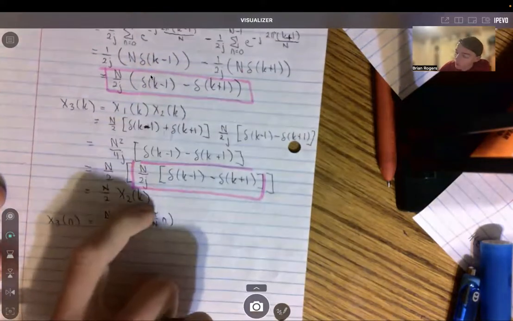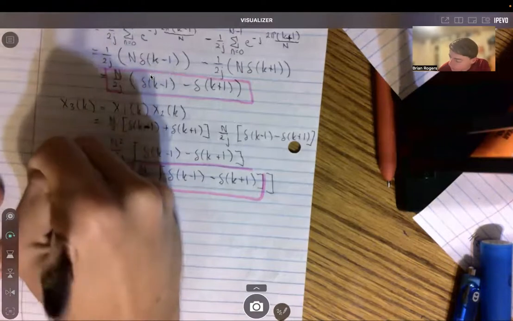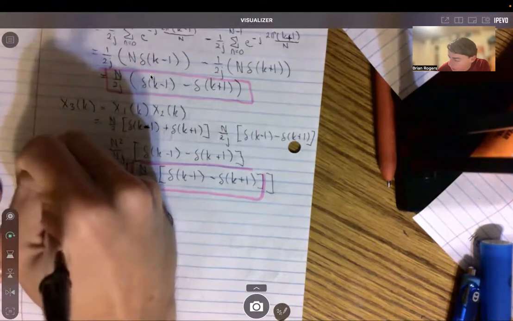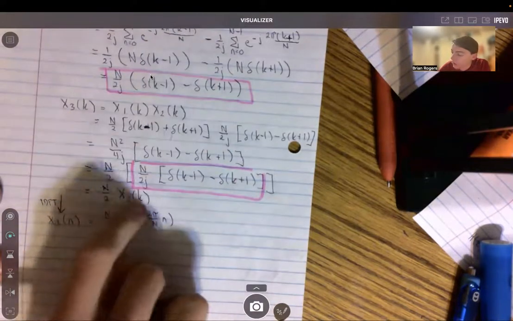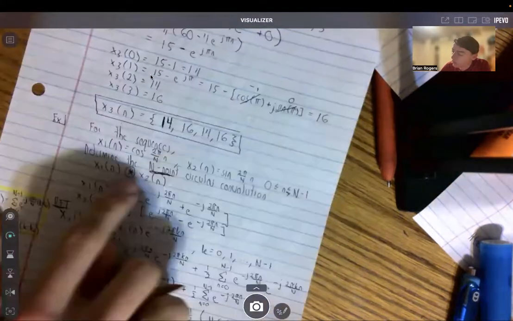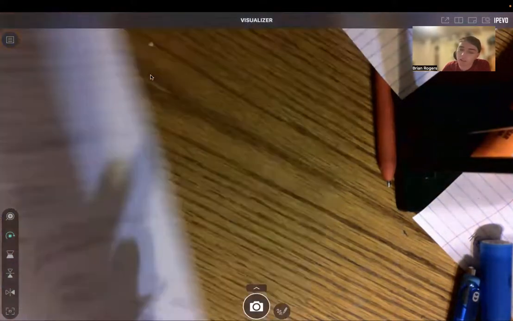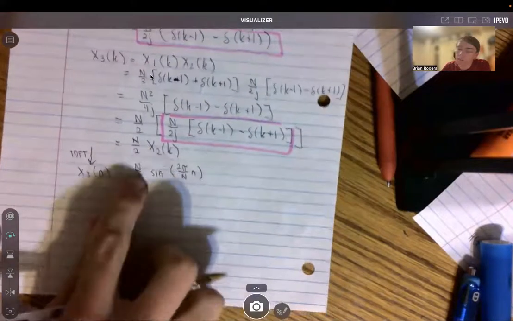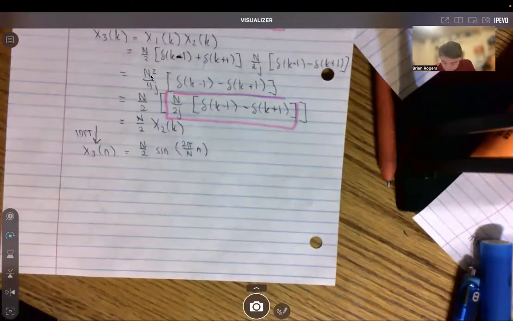Because we know that when we take the inverse IDFT, the inverse of X2[k], the x2[n] is sine(2πn/N). And so that's how we got our answer.